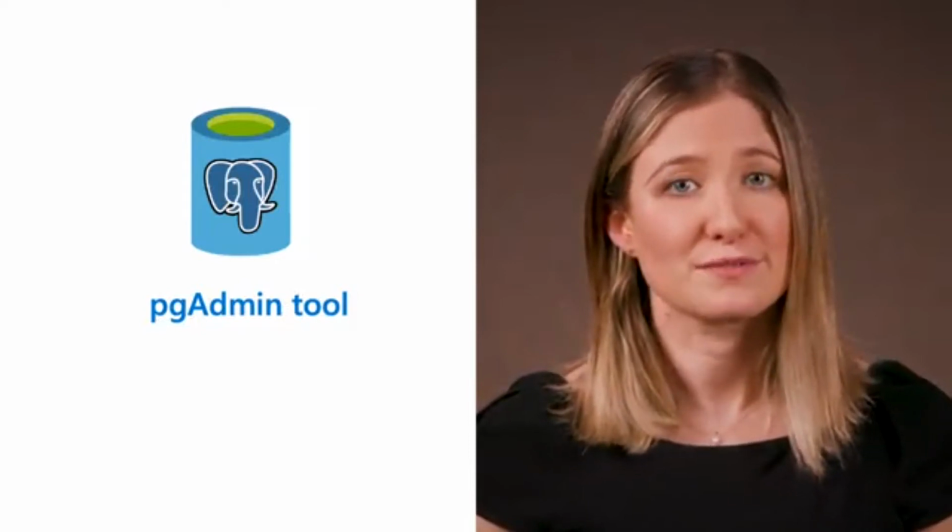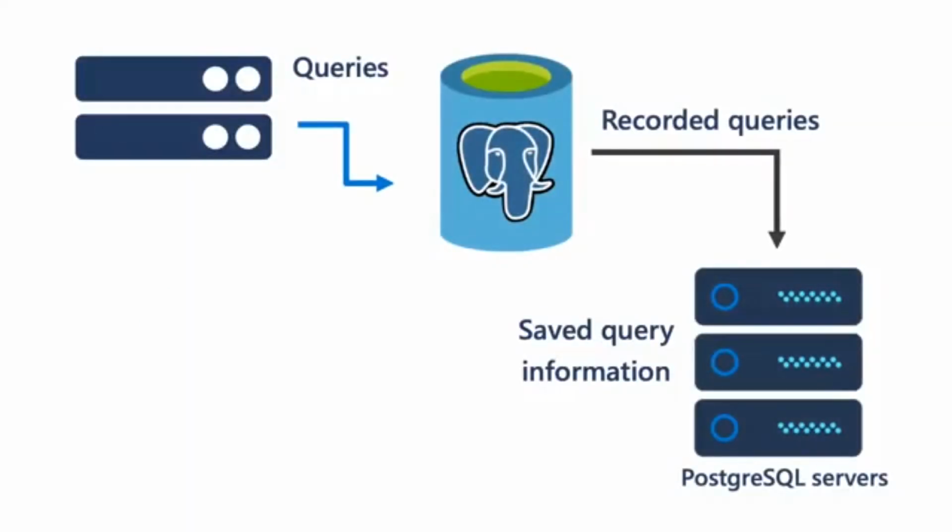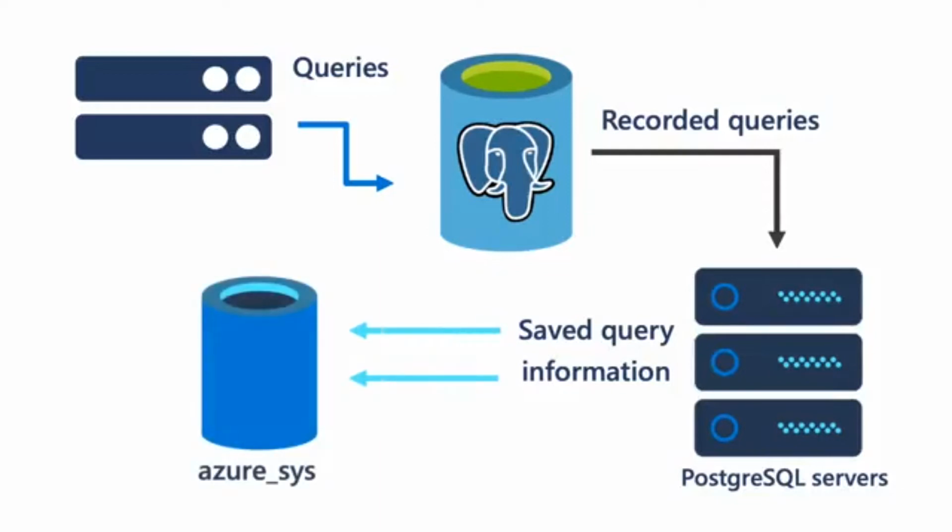Azure Database for PostgreSQL servers record information about the queries run against databases on the server and save them in a database named azure_sys. You query the query_store.qs_view to see this information and use it to monitor the queries that users are running. This information can prove invaluable if you need to fine-tune the queries performed by your applications.